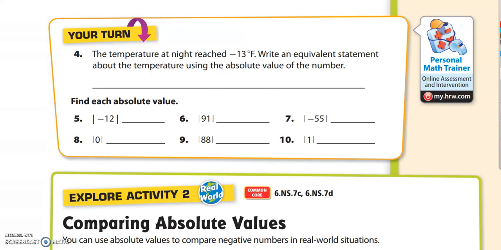So the first part of this gets a little bit tricky. What we're supposed to do is use the absolute value of the number. Well, the number is negative 13. And we're supposed to find the absolute value of that. I want to remind you that these symbols right here are absolute value symbols. If you think about where negative 13 would be on a number line, it would be 13 spaces to the left of 0. How many spaces away from 0? 13. So the absolute value is 13.